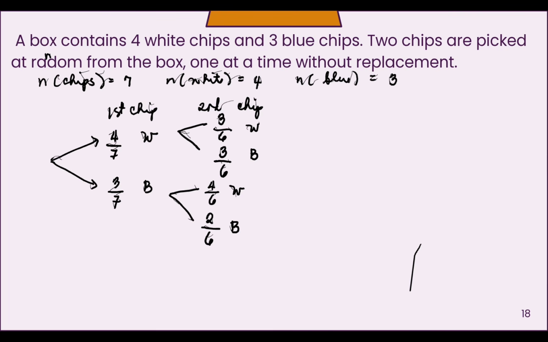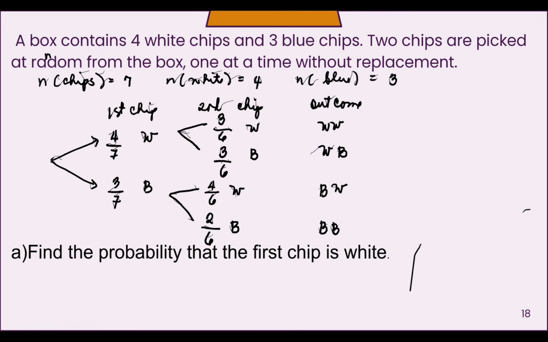So that if we will follow, what will be the outcome here? From the white, and then we have white, blue. Then we have first is blue, then second is white, and the other is first is blue, and then second is blue. So we have these combinations, white white, white blue, blue white, and blue blue. That would be the outcomes.